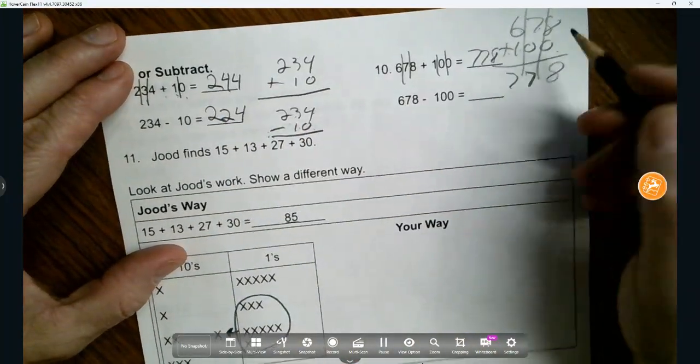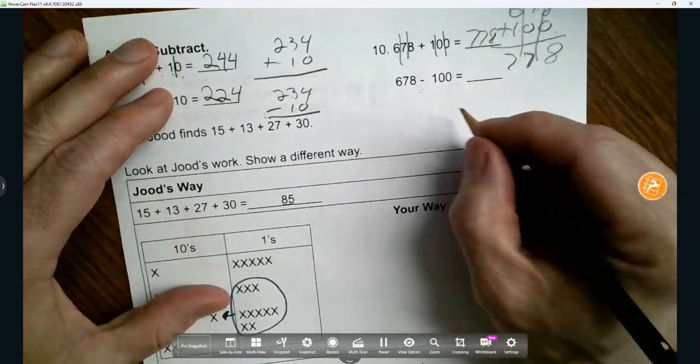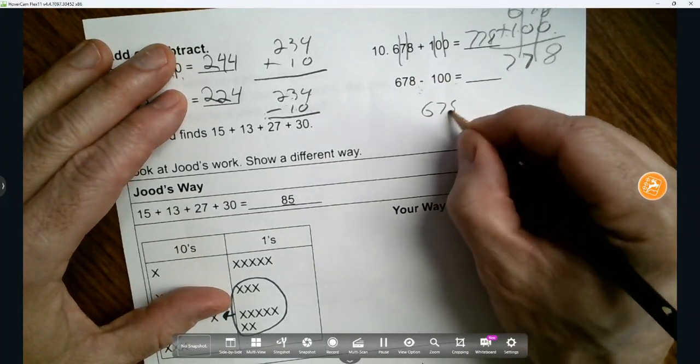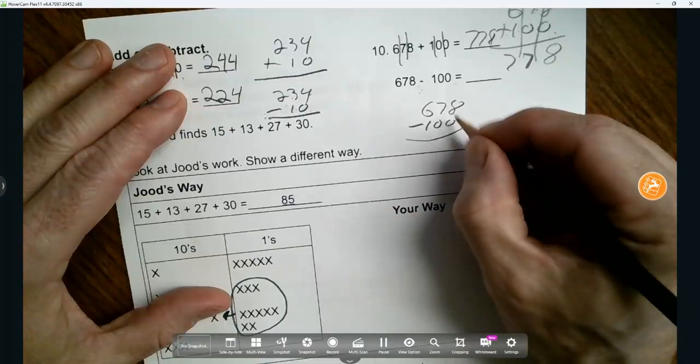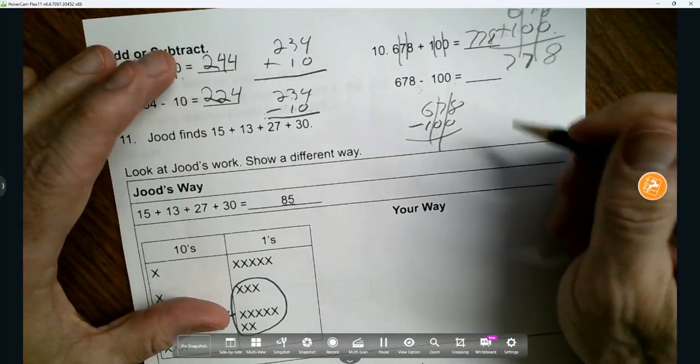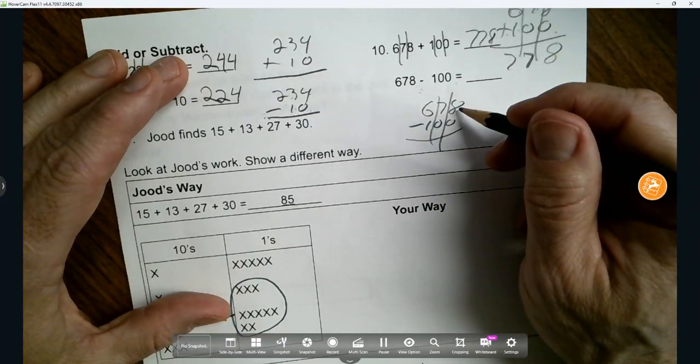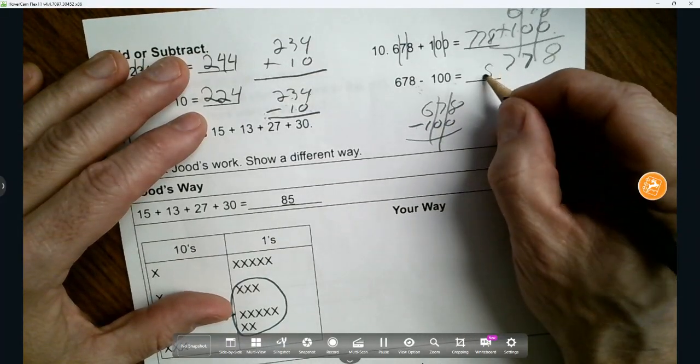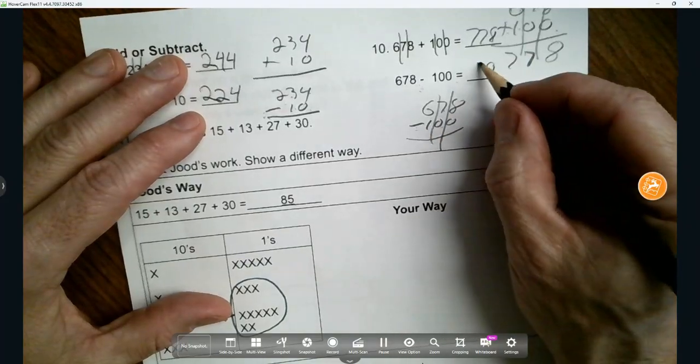Over here, we're also subtracting. So we have 6, 7, 8, minus 1, 0, 0. Again, keeping these neat. I went down a little bit different. We'll figure out how to make that up in a minute. So 8 minus 0 is 8. 7 minus 0 is 7.